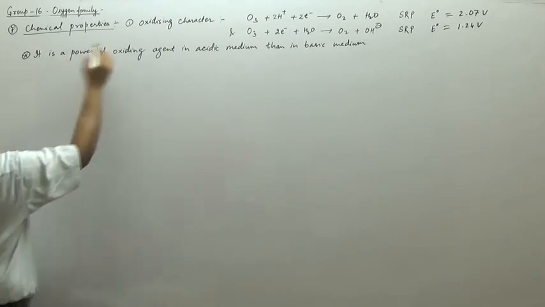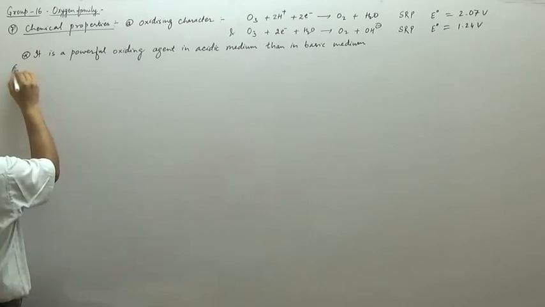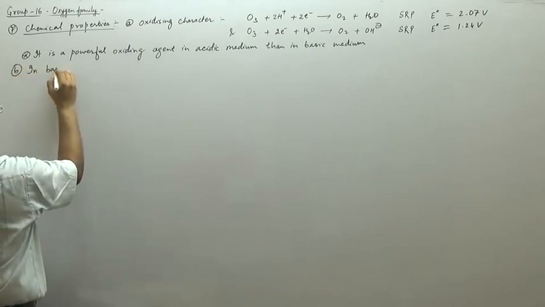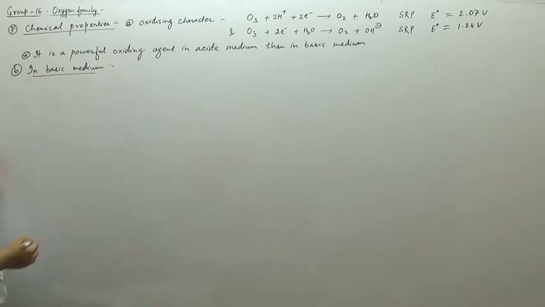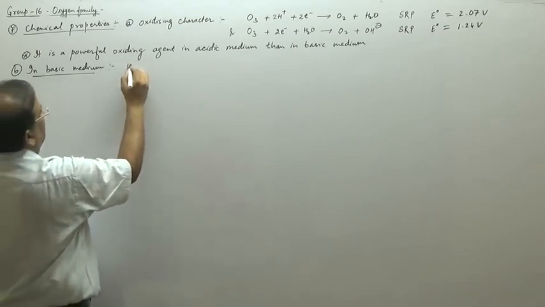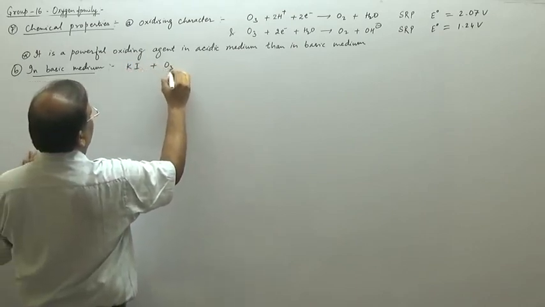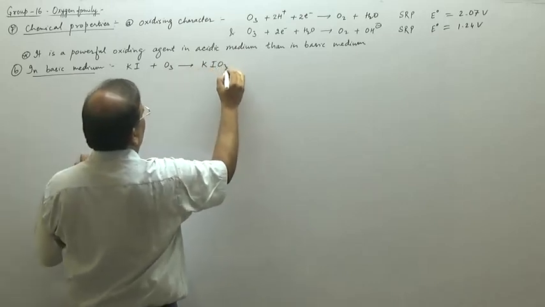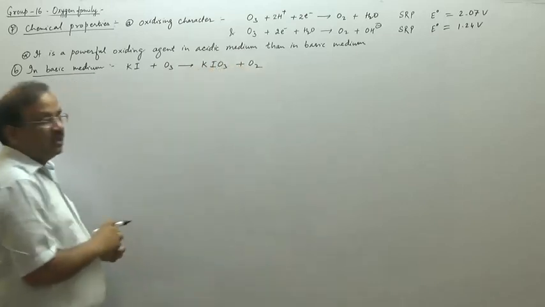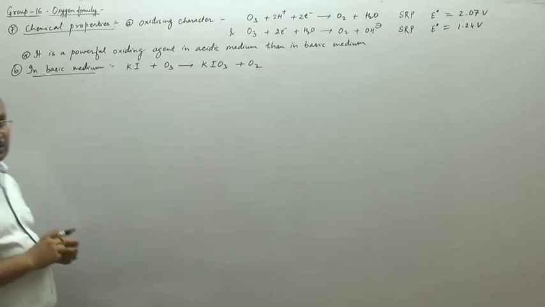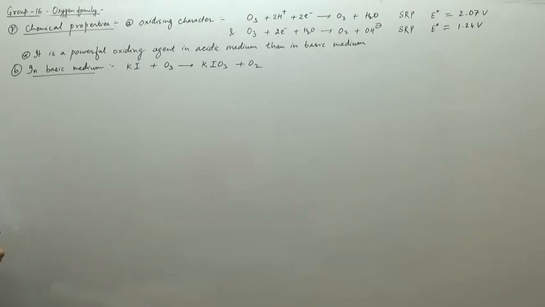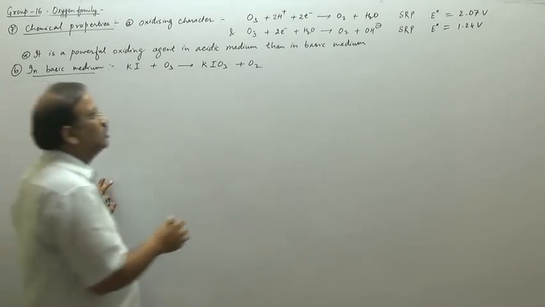Now we can write this as A part, now we can write B part, in basic medium. The reaction in basic medium, I'm going to write like this. KI reacts with O3 in the basic medium to get converted to KIO3 and O2. But in acidic medium, we have seen that iodine is liberated. We have seen that in the estimation. So in basic medium, it gets converted into this. Whereas if I write KI with O3, it can also convert into that, depending on this.